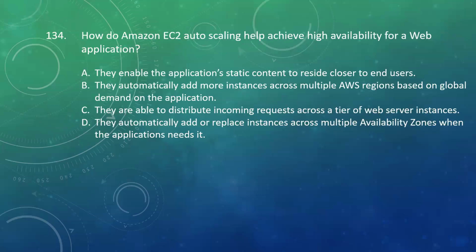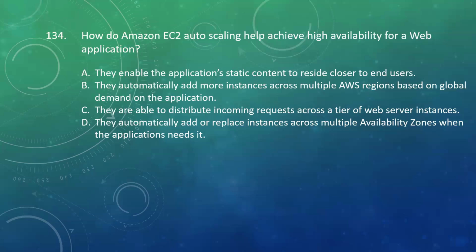How does Amazon EC2 autoscaling help achieve high availability for a web application? Option A, they enable the application's static content to reside closer to end users. No, this is a feature of CloudFront, so incorrect. Option B, they automatically add more instances across multiple AWS regions based on global demand on the application. This option definitely provides high availability. However, EC2 autoscaling doesn't add instances to multiple regions. So again, an incorrect option.